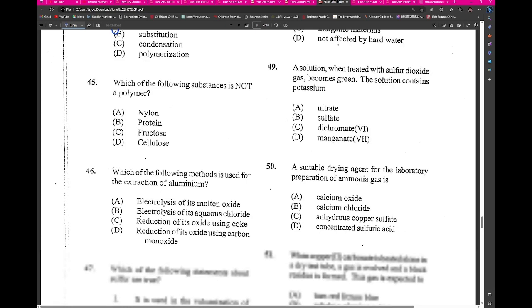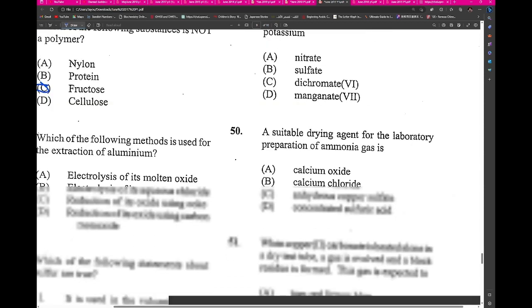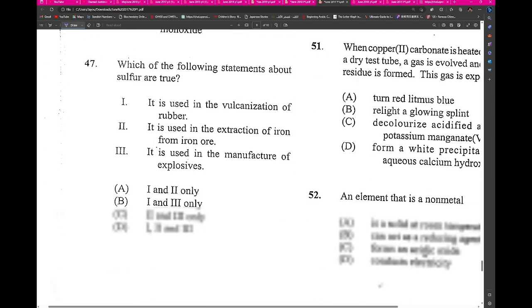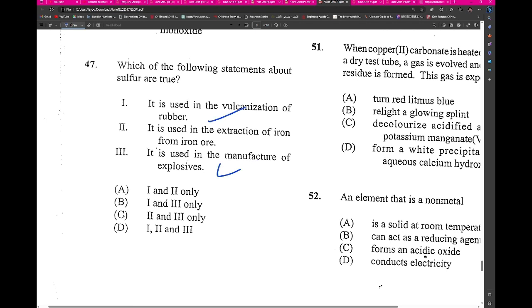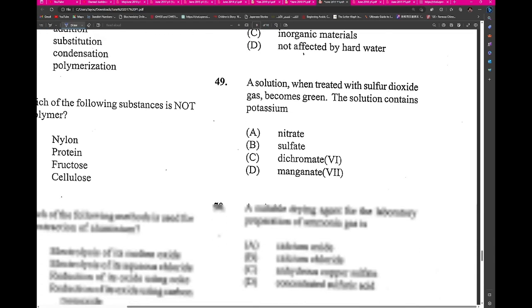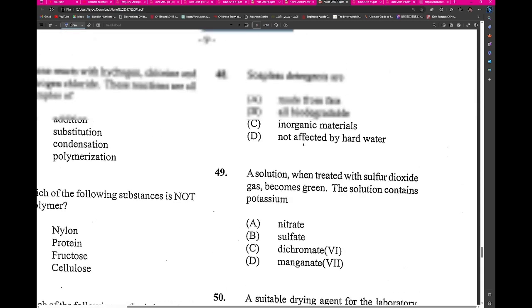Which of the following methods is used for the extraction of aluminium? Right, we're going to have electrolysis of the molten oxide. Which of the statements above about sulfur is true? Vulcanization, explosives, 1 and 3 only. Right. Here, let's look at this now. Soaps, detergents are soapless detergents, sorry. Are biodegradable. A solution, or is not affected by hard water.